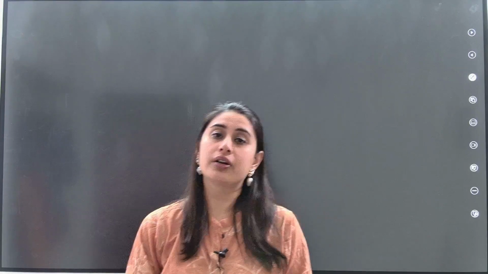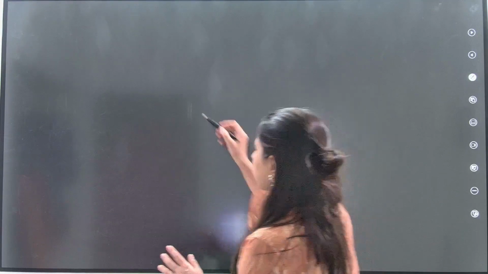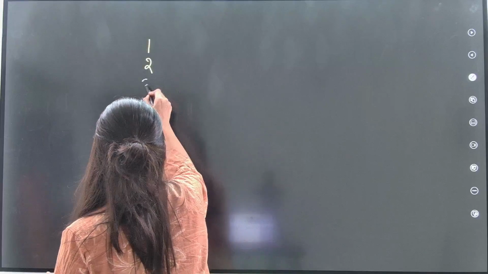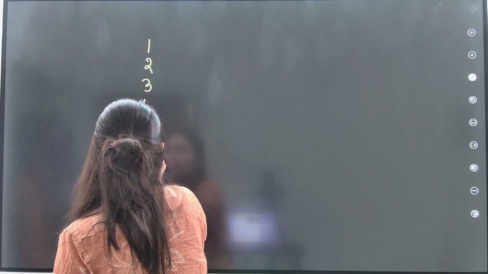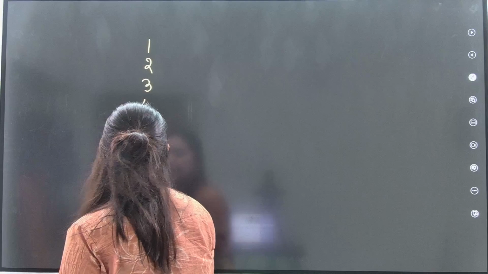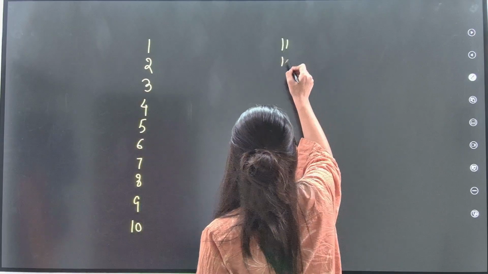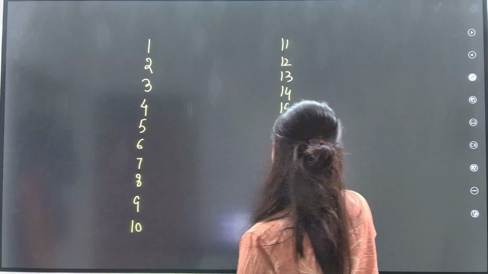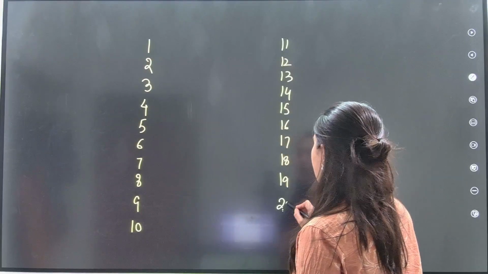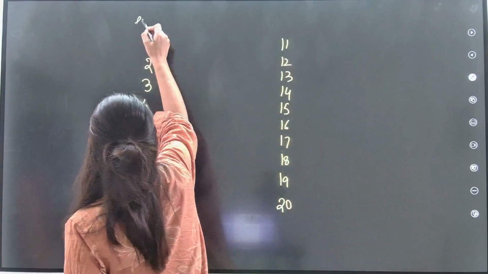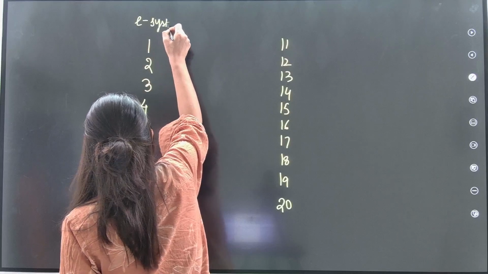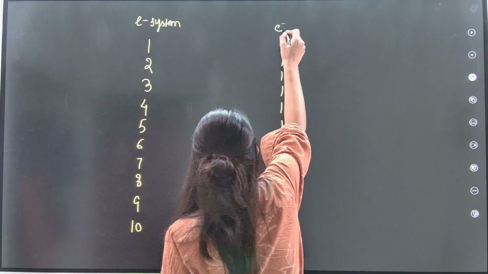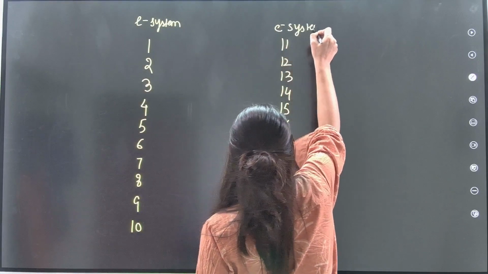The trick to deal with all the questions related to bond order is very simple. What you do is write 1 to 20: 1, 2, 3, 4, 5, 6, 7, 8, 9, 10, 11, 12, 13, 14, 15, 16, 17, 18, 19 and 20. So these are your electron systems in a molecule.